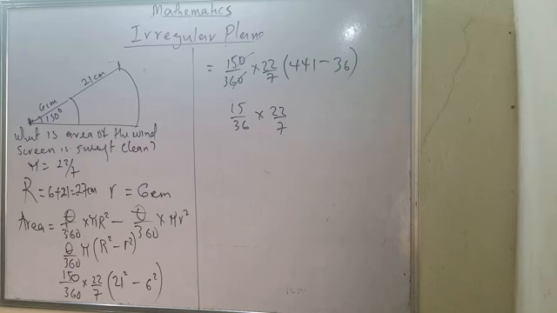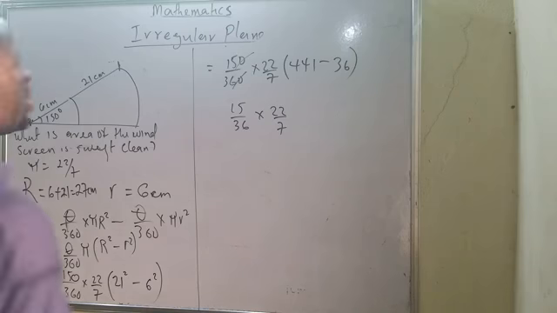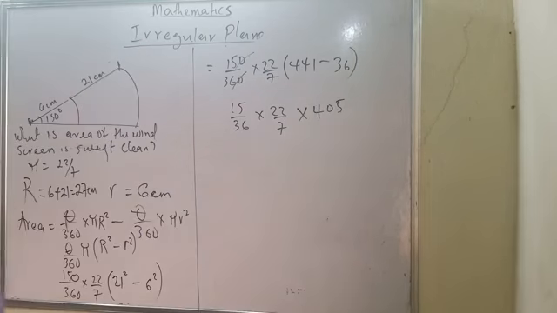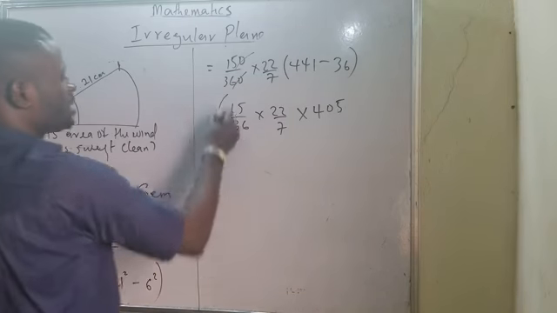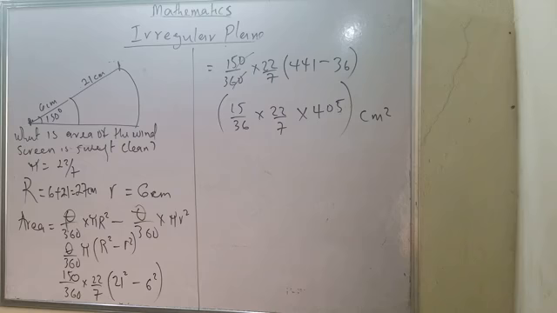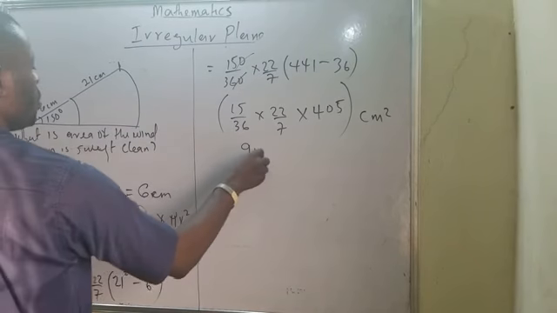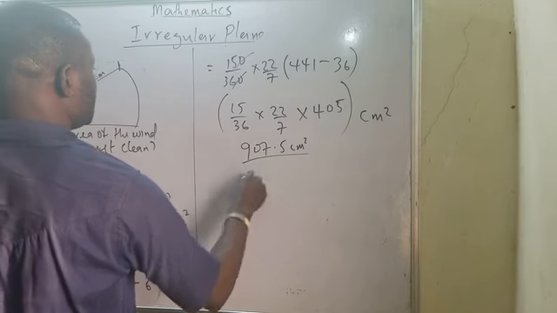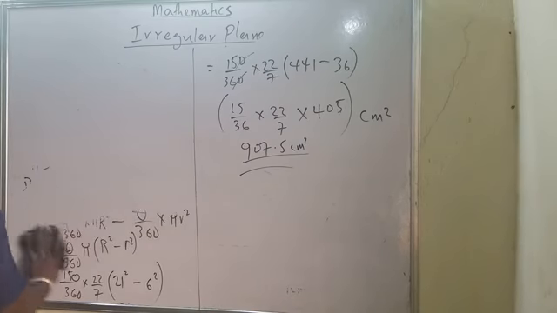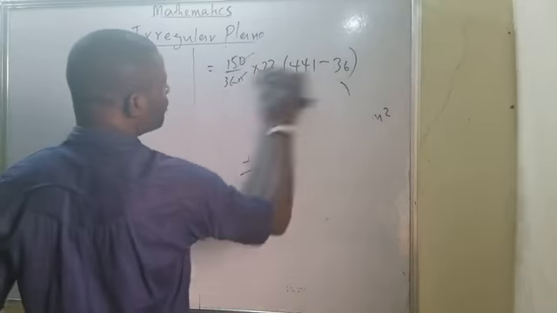Okay, 441 minus 36, which is 405. It should be 405, which is going to be 4 multiplied by 405. And I can now start dividing. Whatever I do, that is my answer in centimeters squared. After that, it will be 907.5 meters squared. That's the area of the windscreen. Now, let me try to show one or two examples so that this part will be very good for everybody to use.